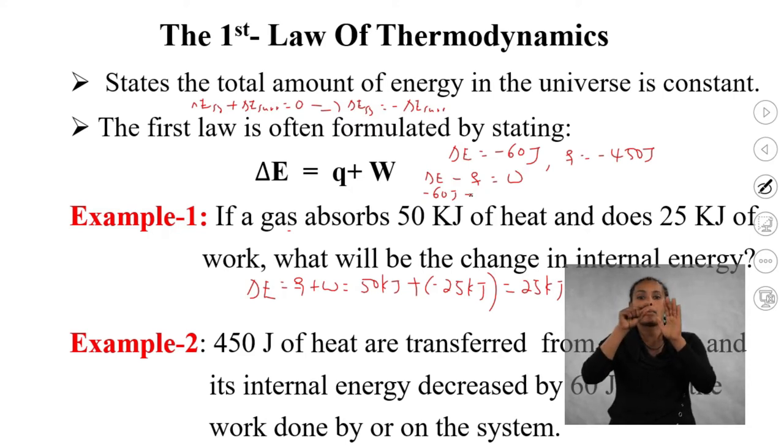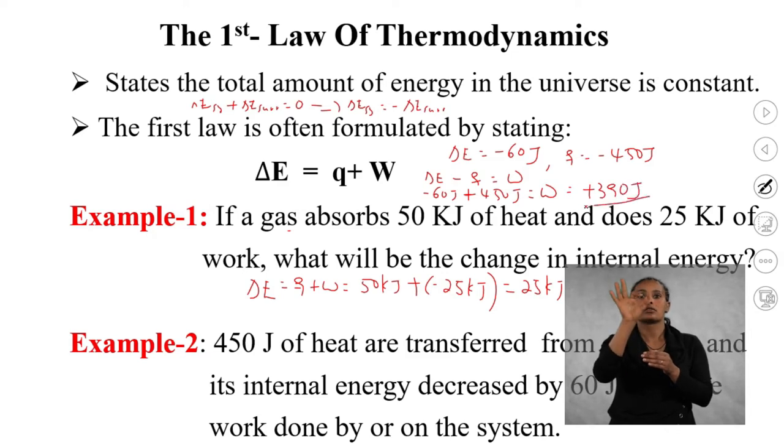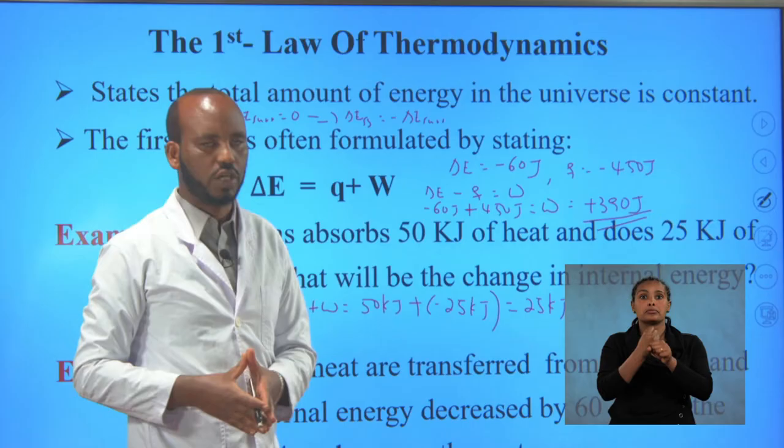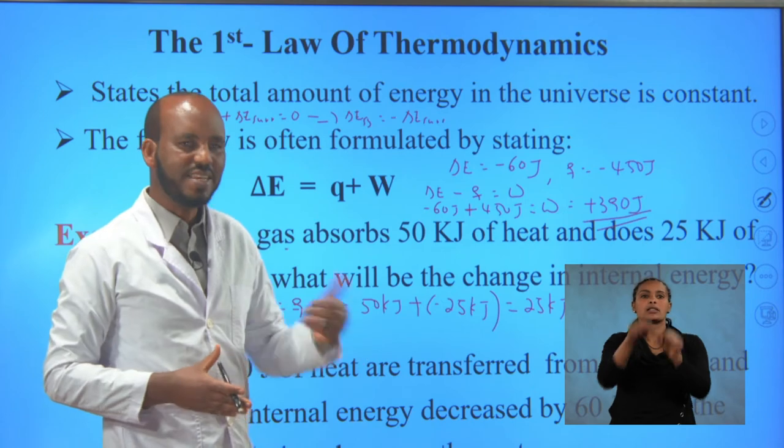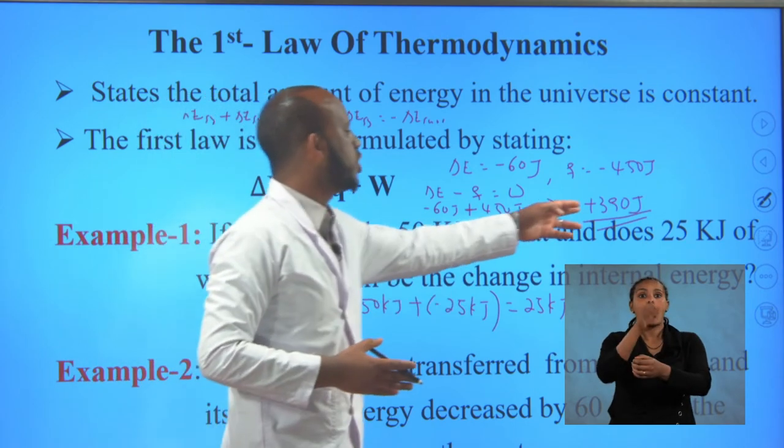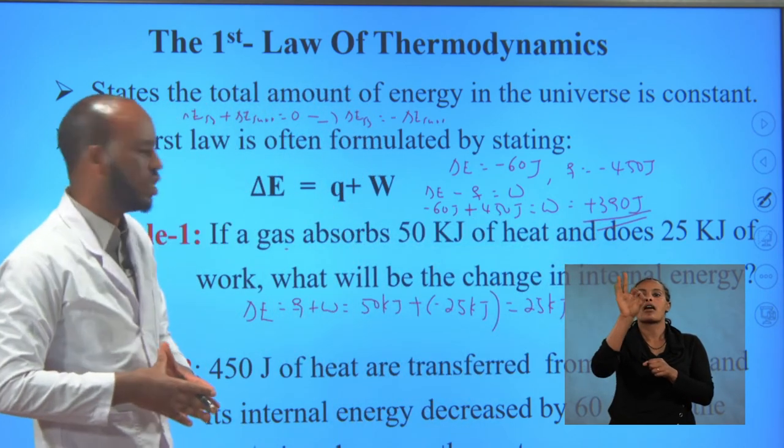Minus minus becomes plus 450 joules. From this, W equals minus 60 joules plus 450 joules, which is plus 390 joules. Now this is work done on the system. The system gains energy as work, which is 390 joules.